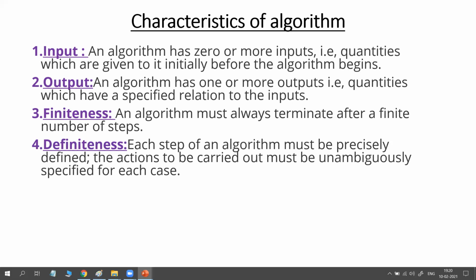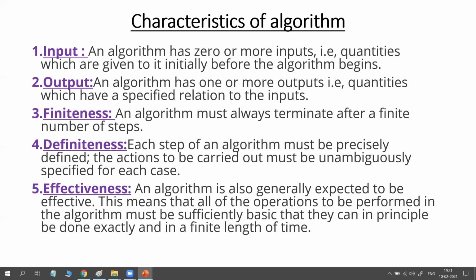What does it mean? Every instruction in your algorithm must be clear. If you write an instruction that is not possible to implement, then there is no meaning in writing that instruction. So every step must be clear. Similarly, effectiveness means your algorithm must be effective, that is, practically possible to implement. If you write an algorithm that is not possible to implement, there is no need to use that algorithm.